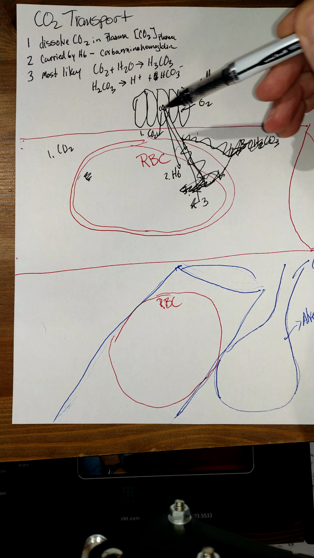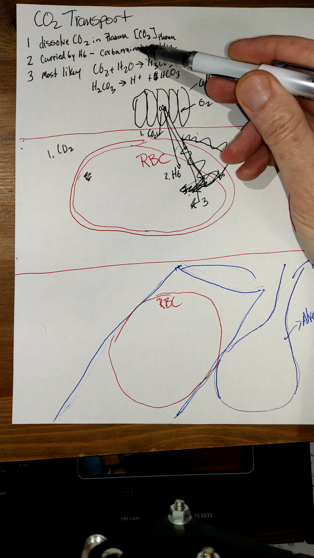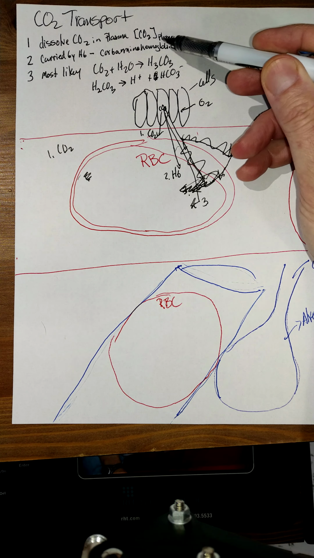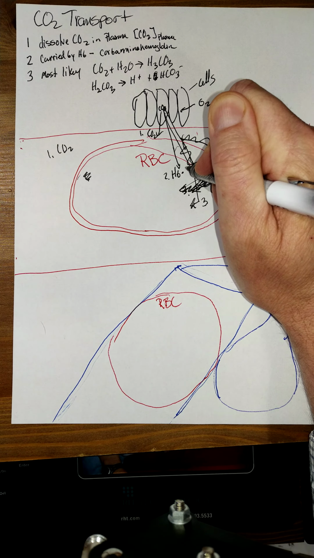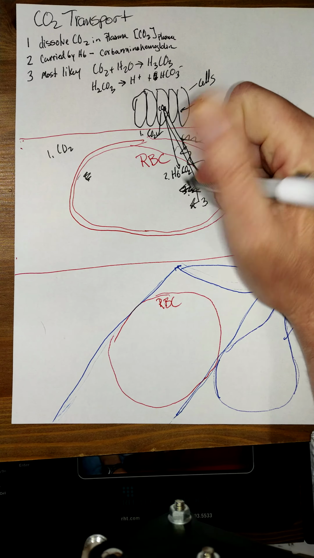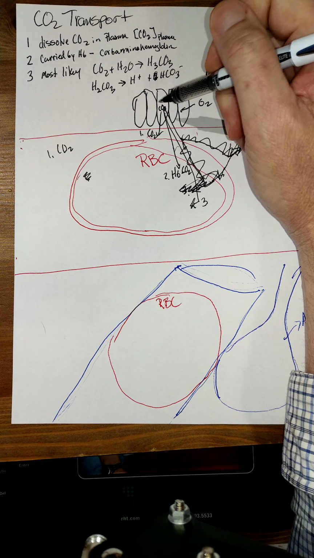We can also have it carried by the hemoglobin. So this would be the carbaminohemoglobin, and it looks like this, HbCO2. And then lastly, the most likely fate is the bicarbonate buffer system.